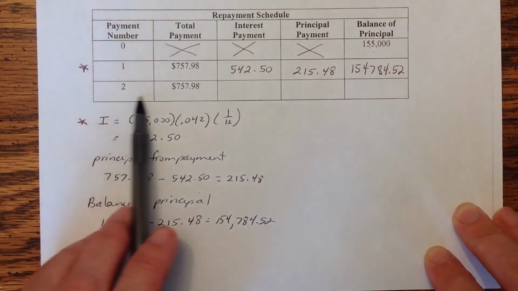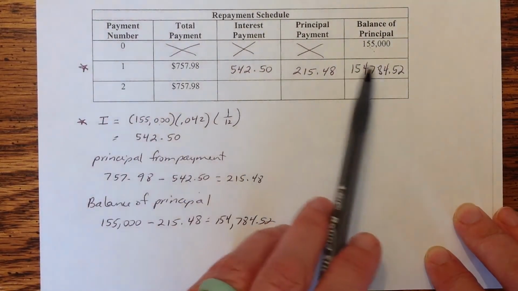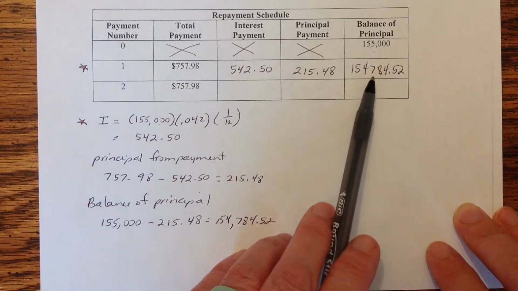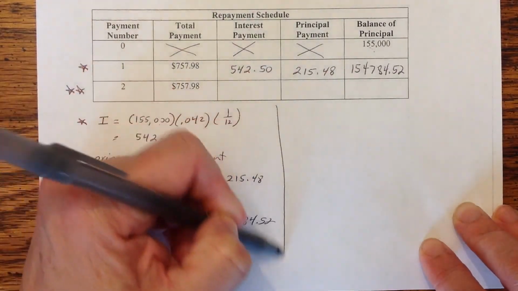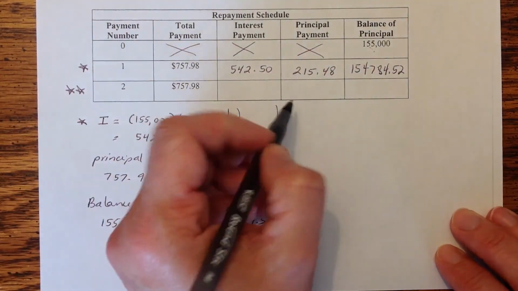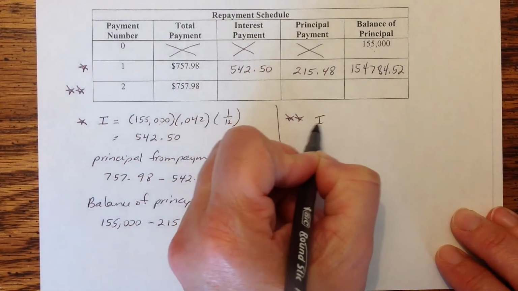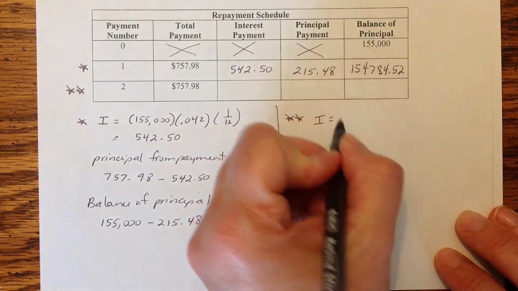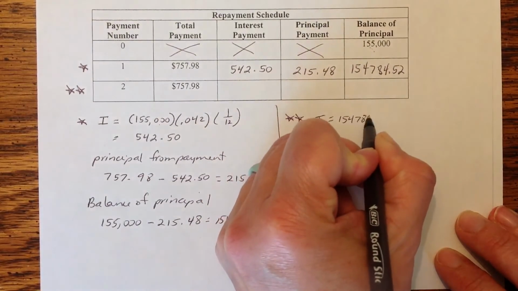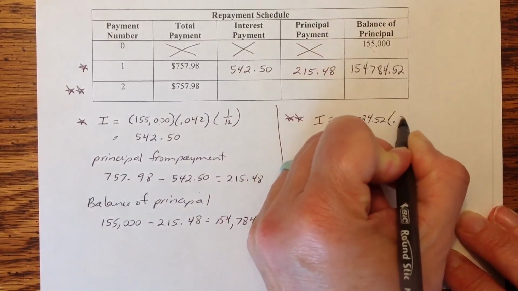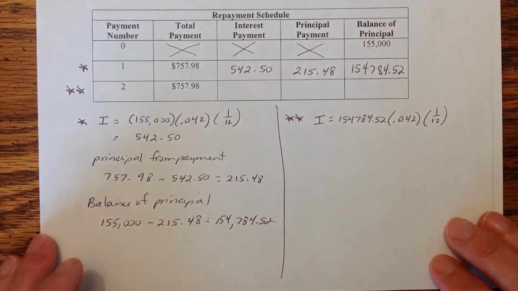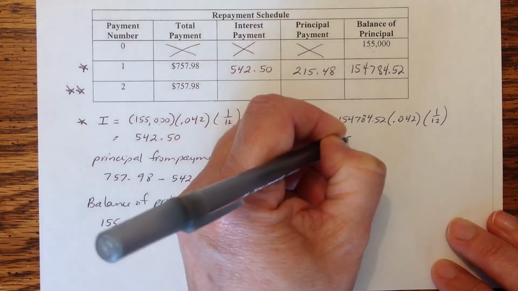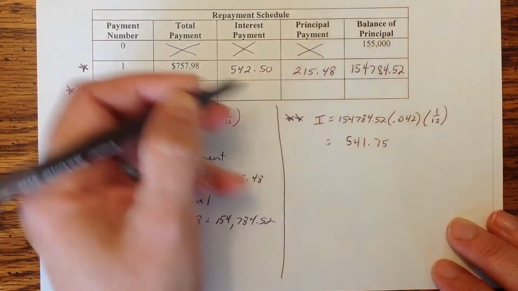So now when you do the next row, this is the principal you are now looking at. So we'll call this double star. And we do the whole same process. So we take I equals what principal we have left, so 154,784.52 times 0.042 times, again, 1/12 because we have 1 month interest. So we get 541.75. So that's what goes here.